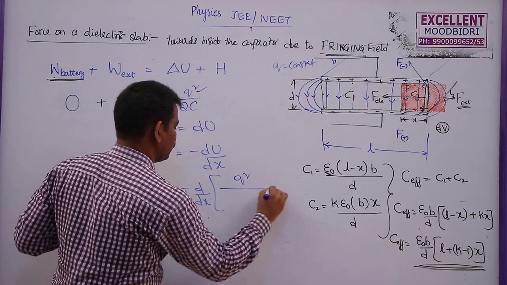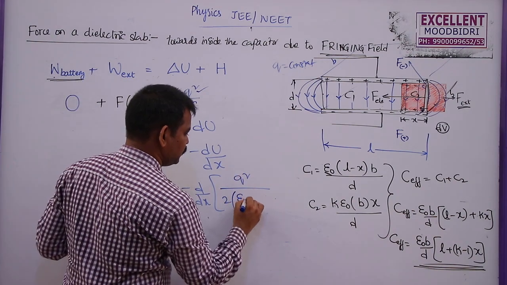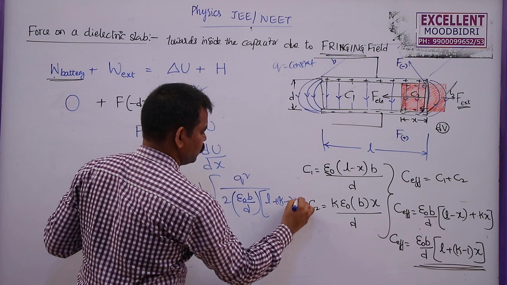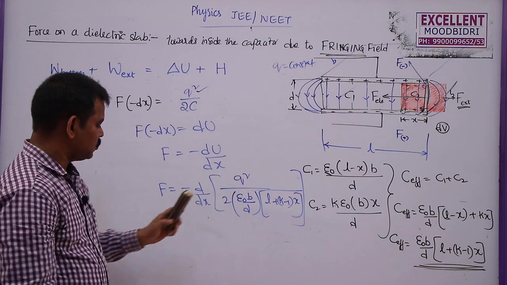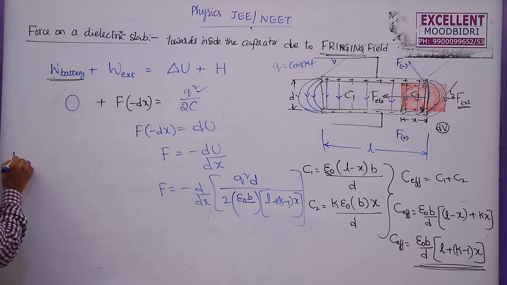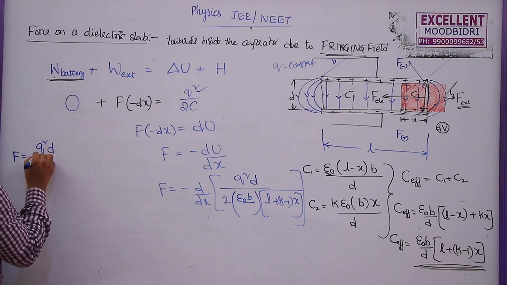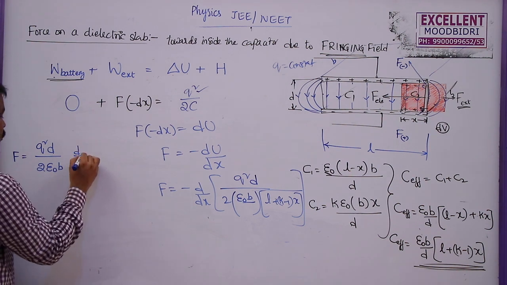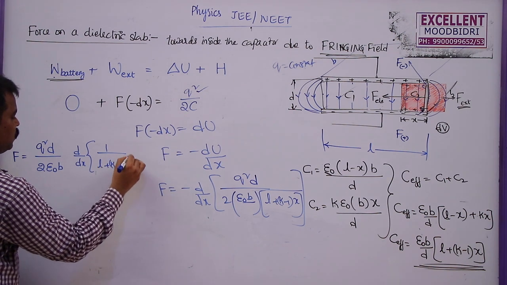So Q square by 2. What is the effective capacitance of this combination with this diagram? This will become epsilon naught B by D into L plus K minus 1 into x. As Q is constant, Q square is also constant. This D will go up there. This becomes Q square D. So the force is given by, bring the constants outside. Q square is a constant, the distance between two plates is constant, 2 epsilon naught B is a constant, and we need to differentiate only the term 1 by L plus K minus 1 into x.